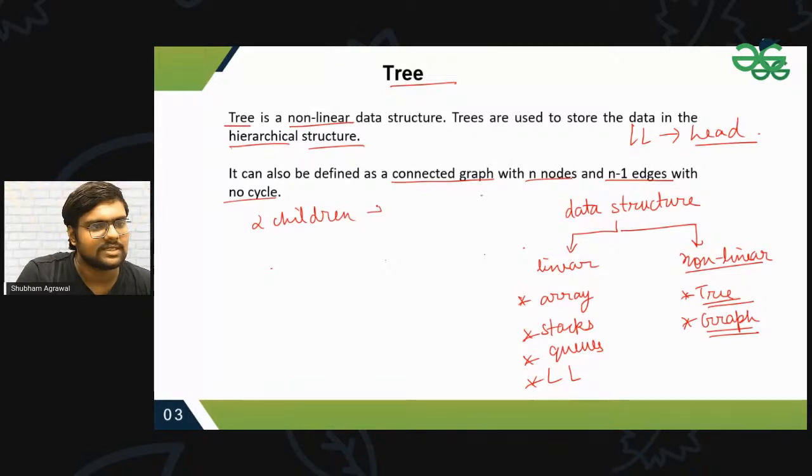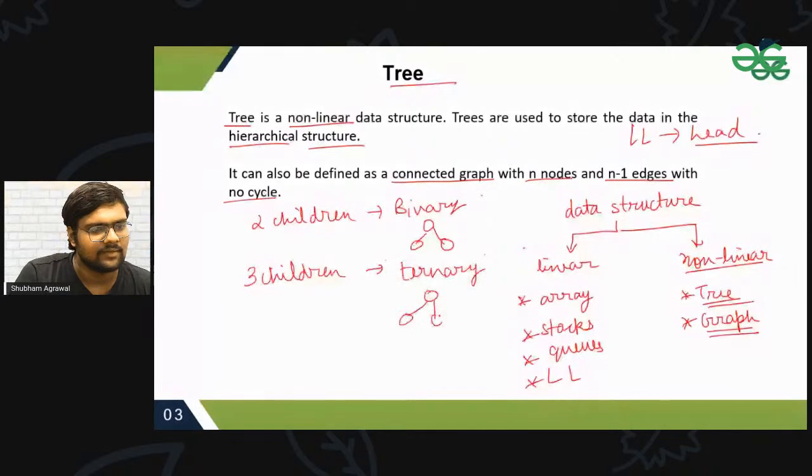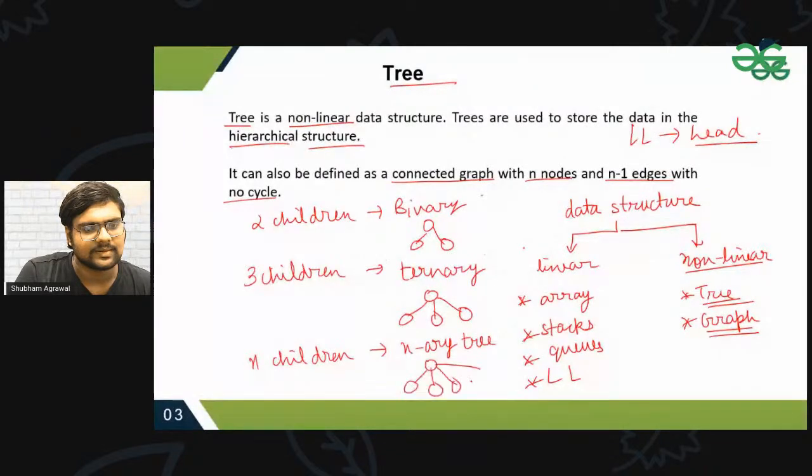Then we have three children, and in this the tree is a ternary tree, in which a root node can have three children. It can have less also. And if we have n children, then it's called an n-ary tree. So here there are n children. So this is about binary tree, ternary tree, and n-ary tree.